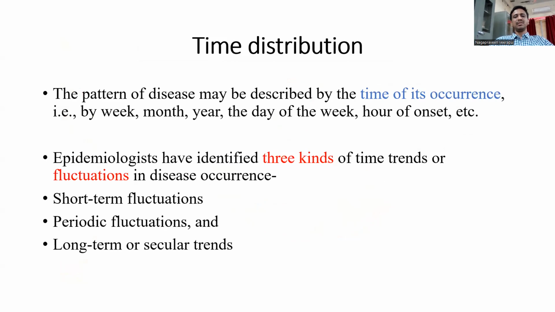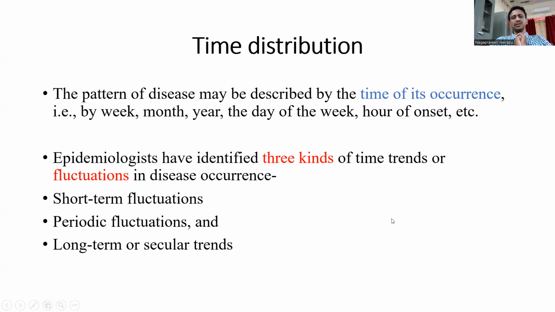Time distribution. The pattern of disease may be described by the time of its occurrence, maybe by week, month, year, day of the week, hour of onset, etc. Epidemiologists have identified three kinds of time trends or fluctuations in the occurrence of disease, based on how it occurs and changes over time. On that basis they describe the time occurrence of the disease.